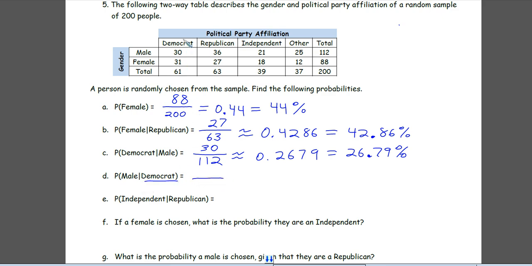So if we're only looking at Democrats, that means we're looking at 61. And sometimes it could help if you want to maybe circle just what we're looking at. If they're Democrats, so we're looking at those 61 Democrats, and of those 61 Democrats, 30 are male. And then we have, you should be getting 0.4918, and move our decimal, 49.18%.